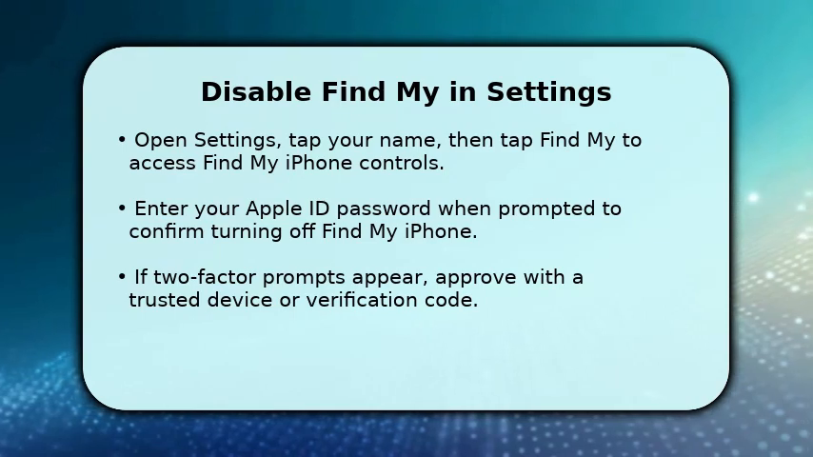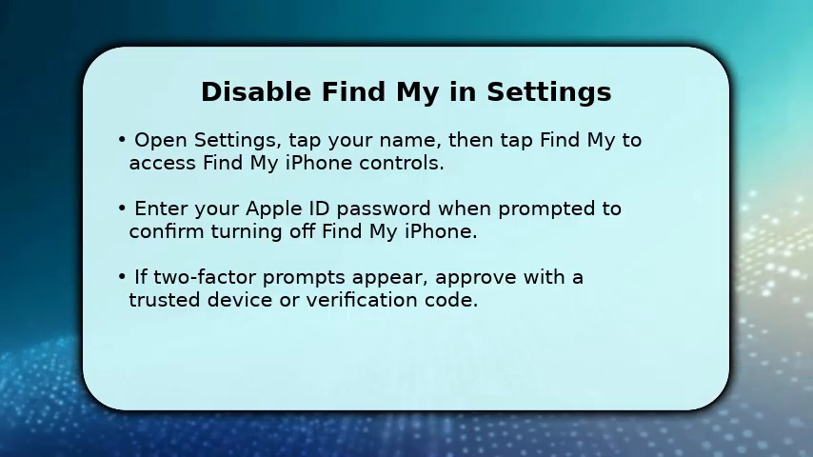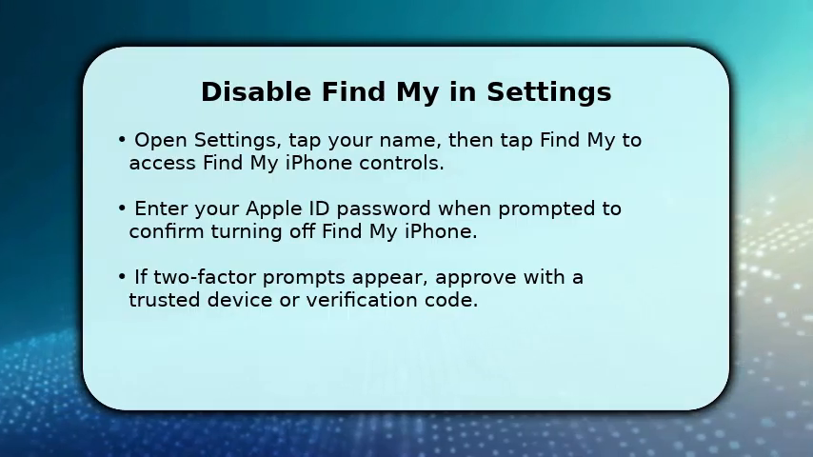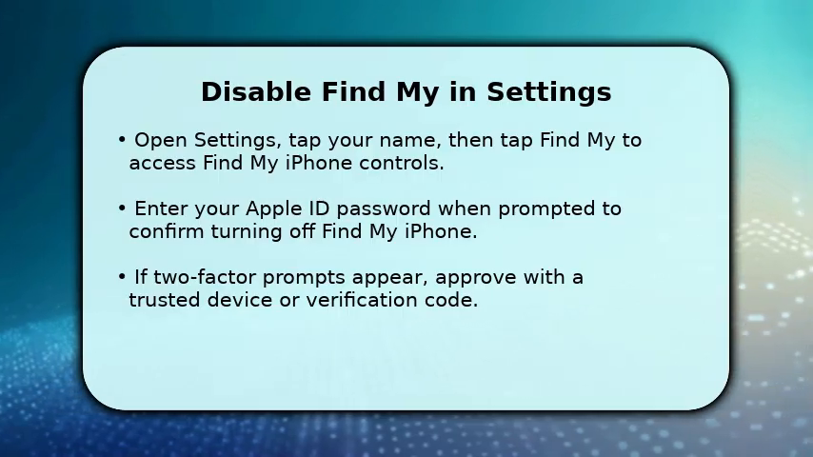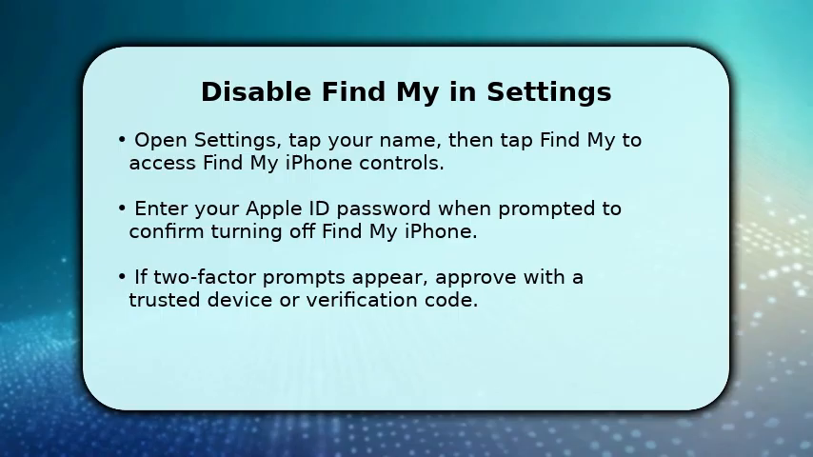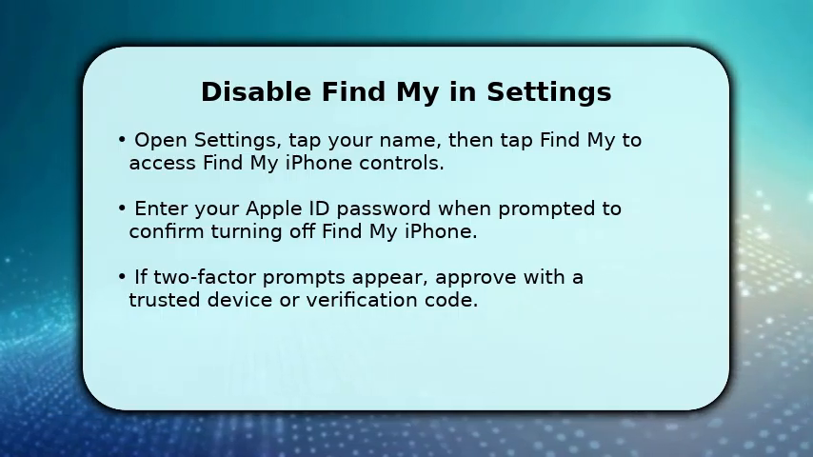Open Settings, tap your name, then tap Find My to access Find My iPhone controls. Inside Find My, choose Find My iPhone and flip the toggle to off to begin removal. Enter your Apple ID password when prompted to confirm turning off Find My iPhone and to disable Activation Lock.